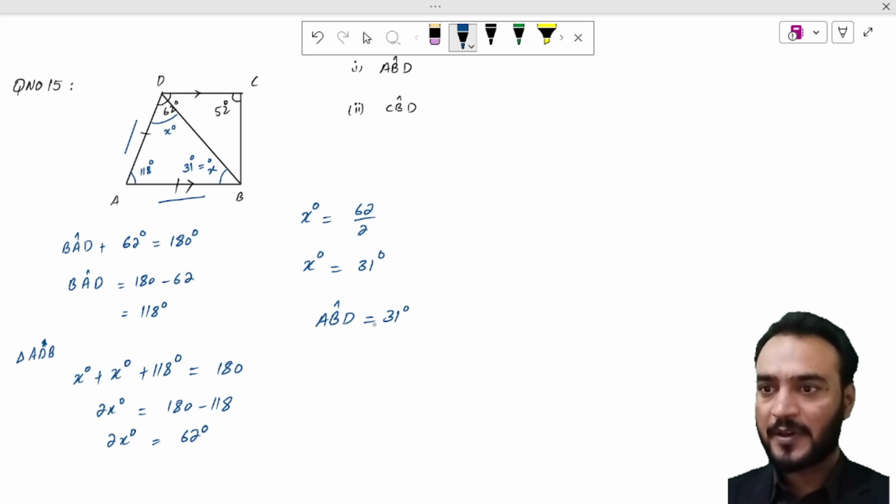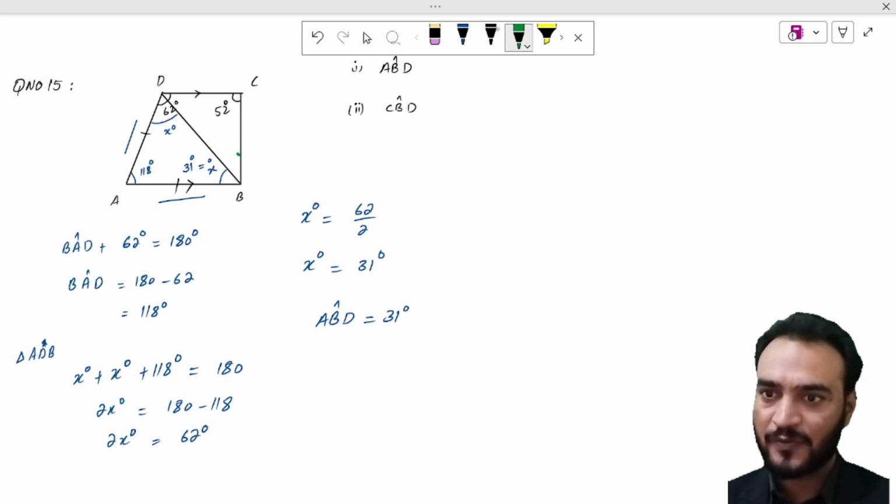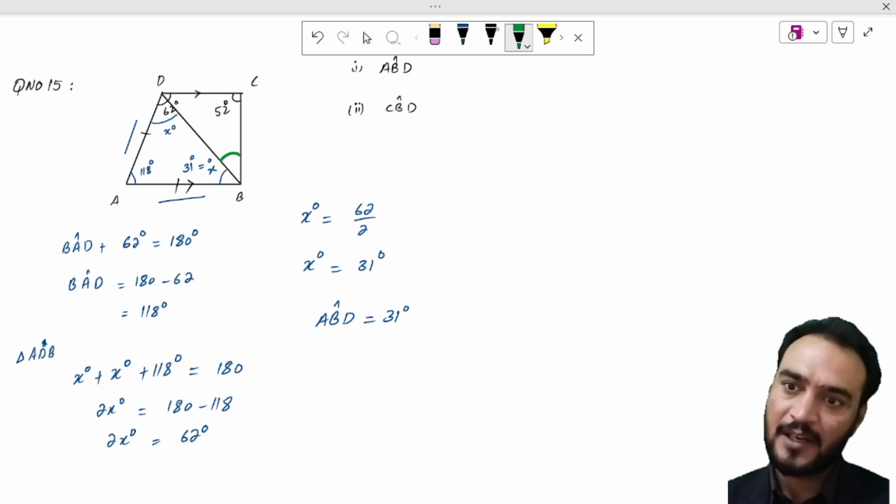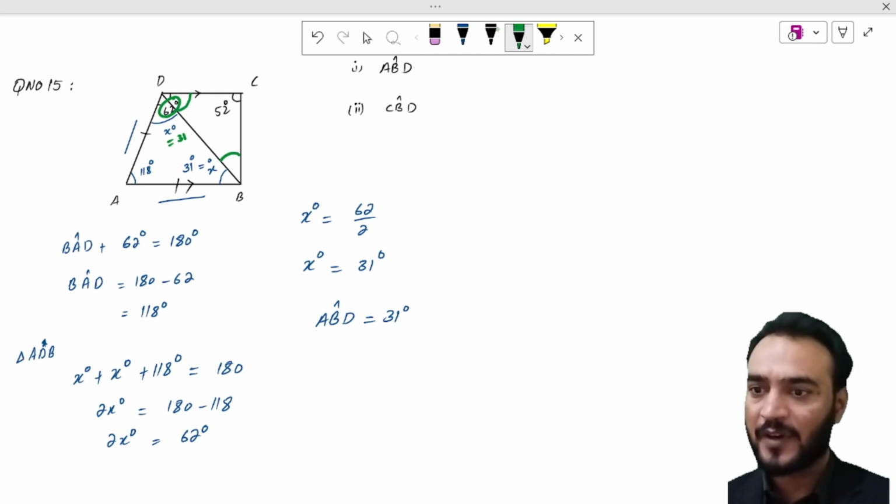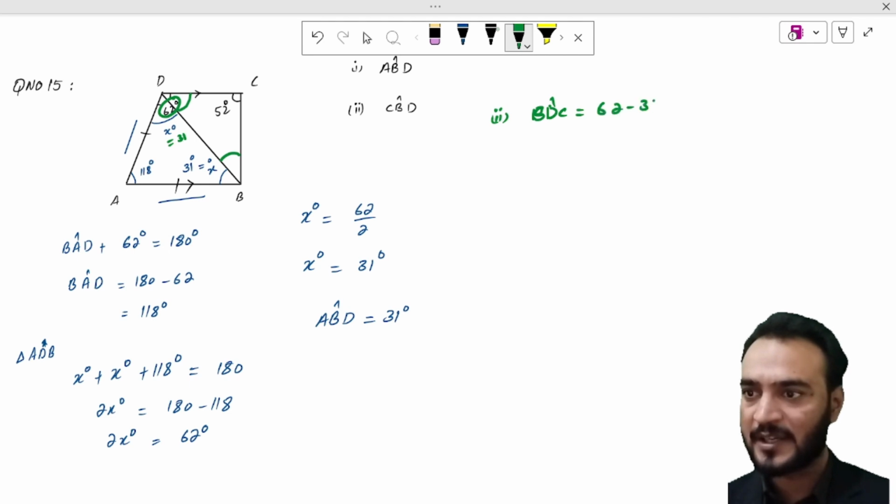Now we have to find the angle CBD. We have to find this angle. For this angle, we need to have this angle also, as the complete angle is equal to 62 degrees and the value of x degrees now is equal to 31 degrees. We subtract 31 from 62 to get the angle BDC first. So the angle now for part 2 is angle BDC. Angle BDC is equal to 62 minus 31 degrees.